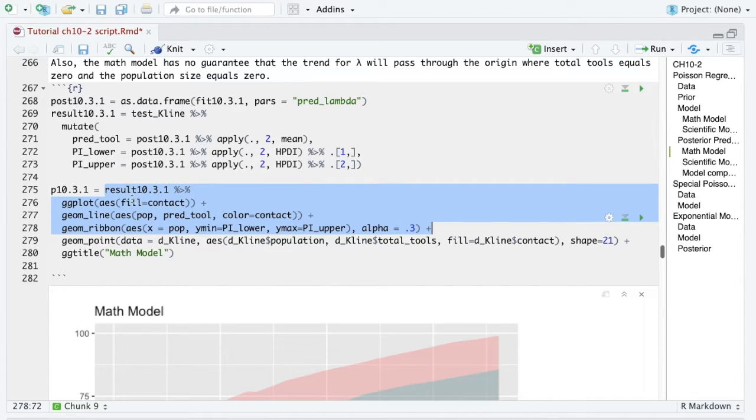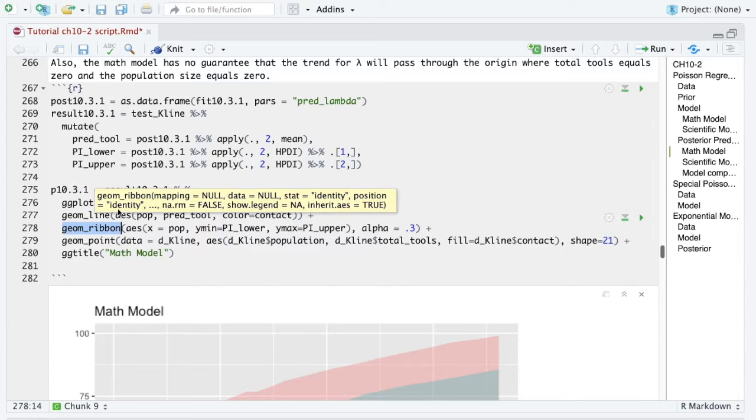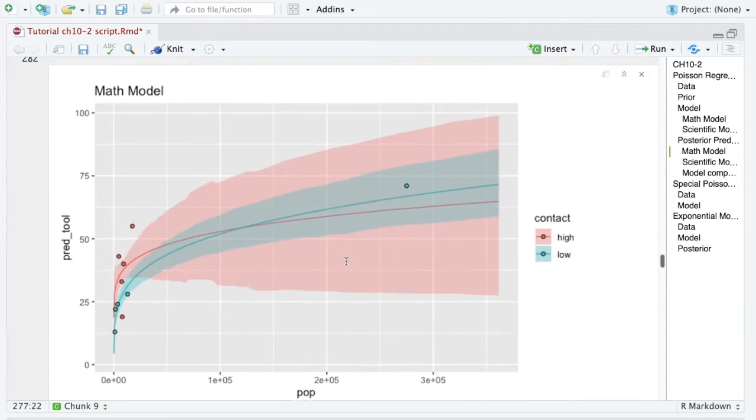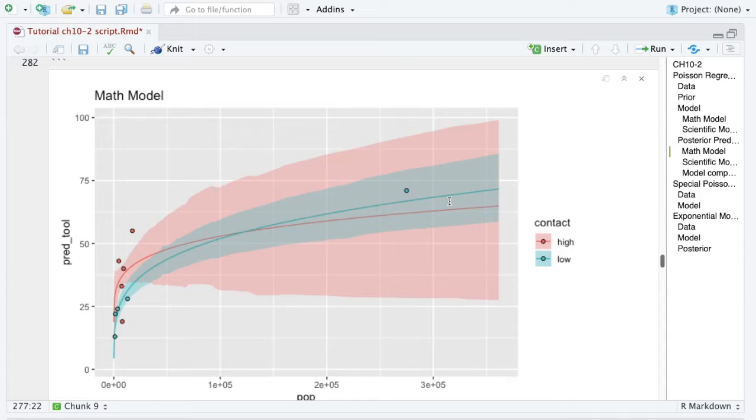But notice that I add another aesthetic, fill equal to contact, in the ggplot function here. So geom_line and geom_ribbon will inherit this aesthetic. So you can see there will be two lines in two colors, one line for high contact rate, and one line for low contact rate.